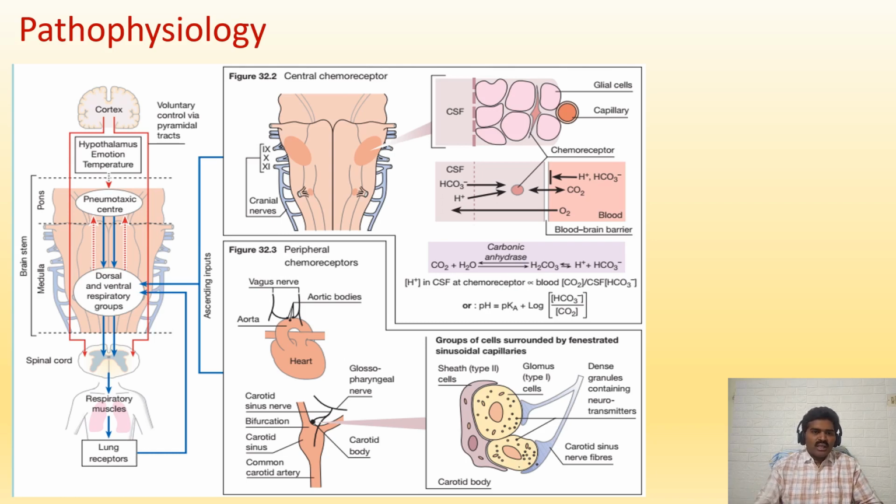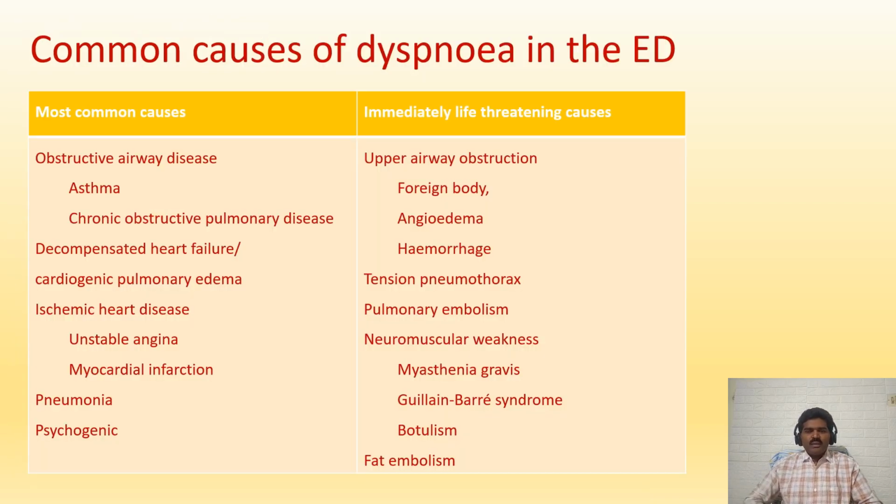The causes which immediately threaten life, and you need to focus on these, diagnose as early as possible, and treat the condition within the ED, include mainly upper airway obstruction because of foreign body, angioedema, and hemorrhage, tension pneumothorax, pulmonary embolism, and neuromuscular weakness like myasthenia gravis, Guillain-Barré syndrome, and botulism. And don't forget fat embolism. Fat embolism is very common in patients who have a long bone fracture or those who got operated for long bone fractures. Keep that in mind.